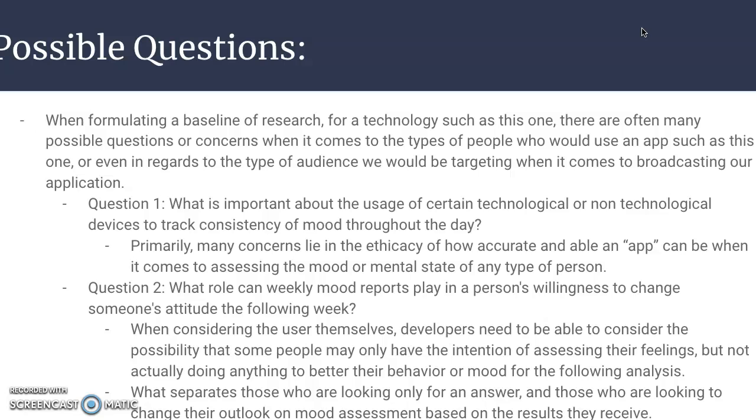The second question we want to address is, what role can weekly mood reports play in a person's willingness to change their attitude for the following week? So when considering the user themselves, developers need to be able to consider the possibility that some people may only have the intention of assessing their feelings, but not actually doing anything to better their behavior or mood for the following day. What separates those who are looking for only an answer and those who are looking to change their outlook on mood assessment is based on the results that they are to receive.